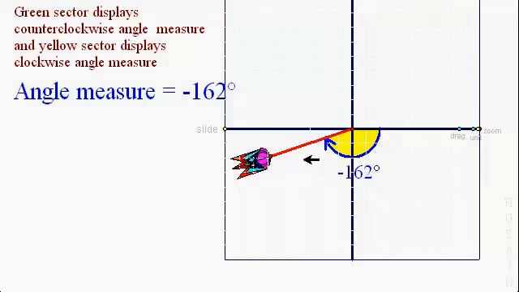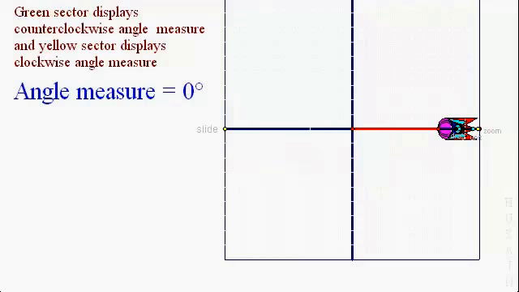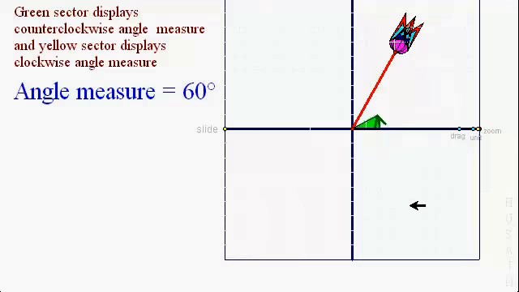162 degrees. While it is moved in the clockwise direction, we can still find how much the angle measure will be as counterclockwise. So how are we going to find it? Let us make a move. Let us move to 60 degrees. Now this angle is 60 degrees. It moves in the counterclockwise direction, so it is positive.